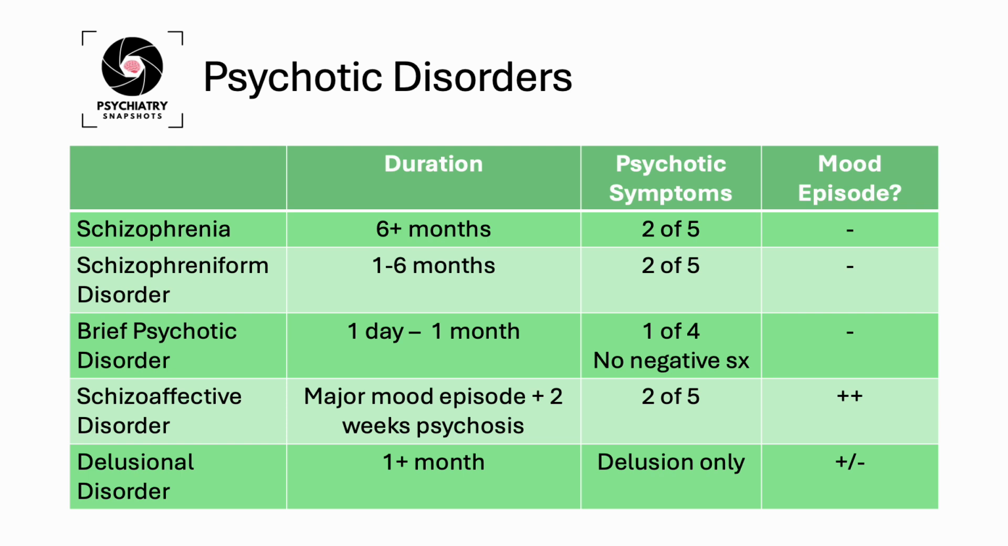If at least one positive psychotic symptom is present for a day to less than a month, brief psychotic disorder is the diagnosis. In schizoaffective disorder, mood episodes are prominent, but there is also at least a 2-week period of purely psychotic symptoms. In delusional disorder, a delusion is the primary symptom, mood episodes are not as prominent, and the delusional episodes last at least 1 month.